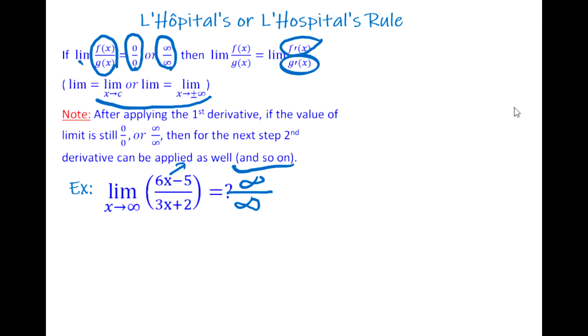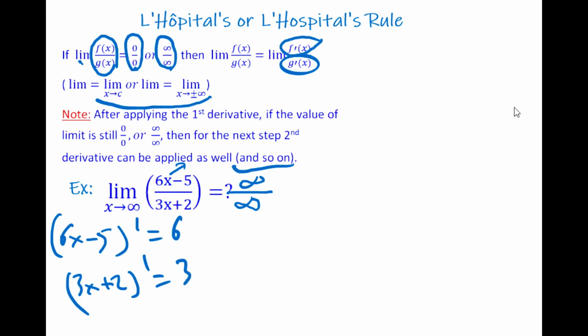So what we're going to do is, we can take the derivative of the numerator. If you take the derivative of 6x minus 5, then we're going to have 6, of course. And if you take the derivative of 3x plus 2, we're going to have 3 from here. So we will have limit when x goes to infinity. This is going to be 6 divided by 3, which is going to be 2, guys.